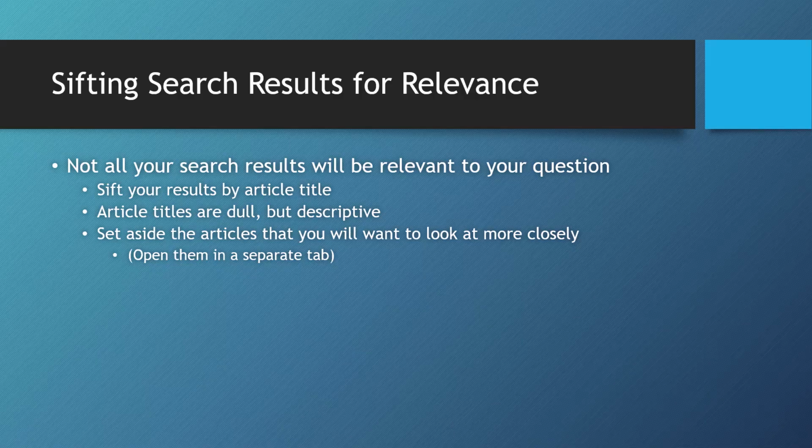Now, you're probably not going to want to download all 100 some odd articles in your search results, as not all of them will be relevant to your research topic, so you're going to want to sift them for relevance. To do this, you're going to want to look over the titles of the articles in your results first. Now, titles of articles in psychology tend to be dull but descriptive, giving you a decent idea of what the article is about. So you're going to want to go through your search results by title first and set aside the articles with titles that you think are relevant to your topic. You can set aside the articles in any way you want. I generally find it easiest to just open them in a separate tab.